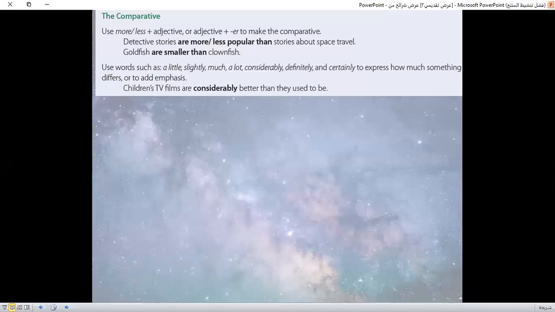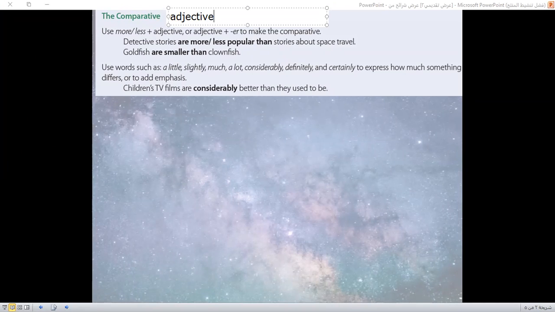Okay, please, I need you to write with me. The first one is when we use more or less with the adjective. By the way, comparative means that you have to use an adjective, because you're going to compare this thing with the other thing. You have to use an adjective to see what you're comparing with. So the first thing is to use more or less plus the adjective, or adjective plus er, to make the comparative.